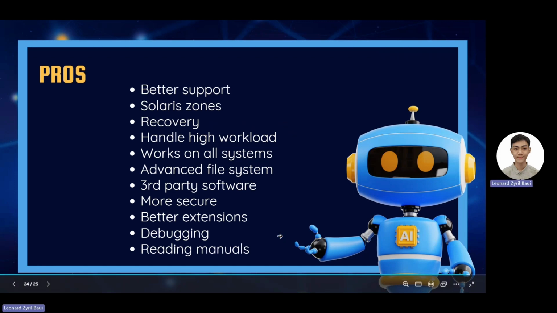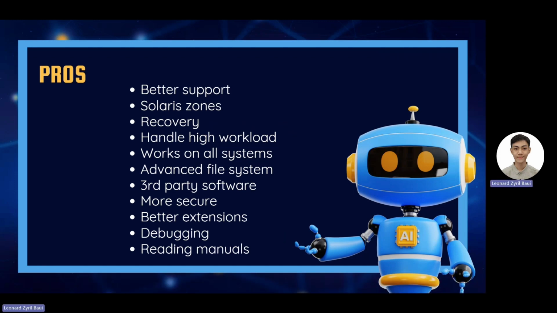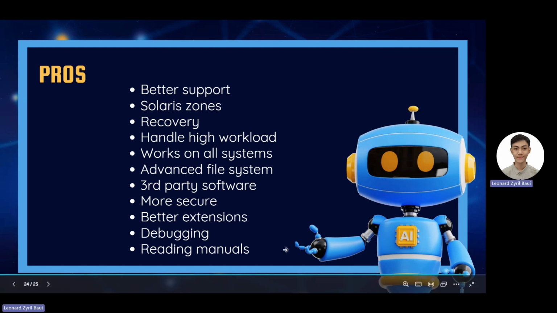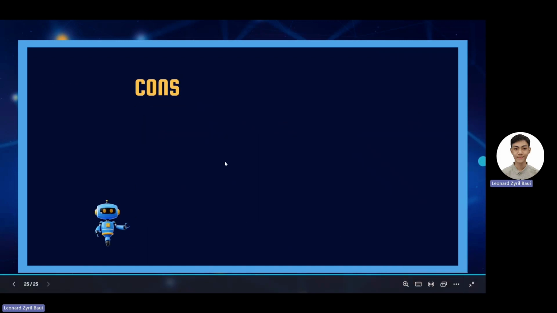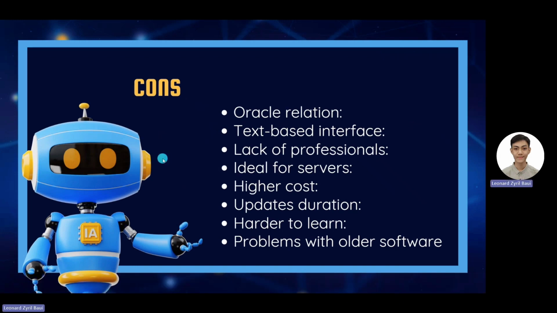Debugging with DTrace. Powerful debugging tool. Solaris features DTrace, a powerful tool for debugging and system performance analysis, contributing to efficient system maintenance. Reading manuals. Comprehensive manuals. Solaris offers extensive documentation, providing valuable guidance to users and administrators, aiding in problem resolution and skill development. Now let's go with the cons or disadvantages of Solaris operating system.